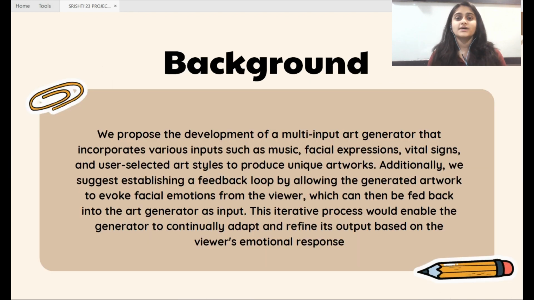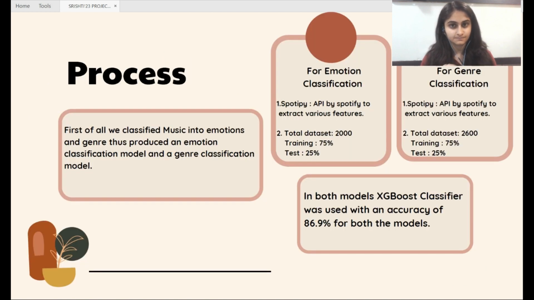My project was divided into two phases. The first phase included providing multiple inputs to the art generator and an art being generated. The other phase includes a feedback loop. That is, whenever I view the generated art, my expression will change. This changed expression will be fed back to the art generator, and again an art will be generated, thus creating a feedback loop. We have already worked on phase 1 and we are still working on phase 2.